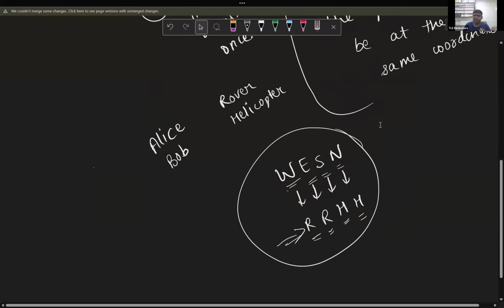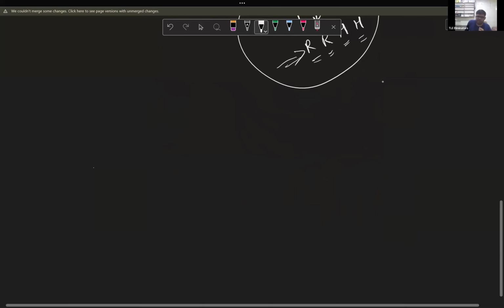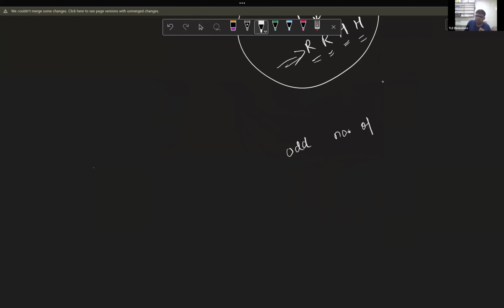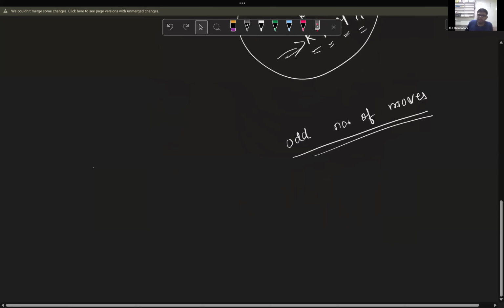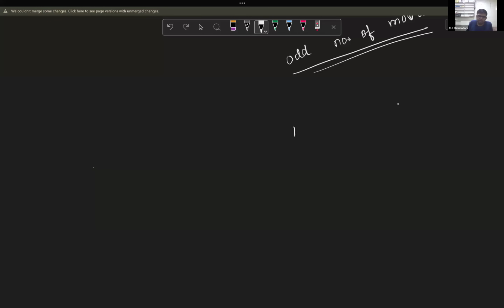The intuition which I had when I read this problem was, if there are an odd number of moves, then it is never possible to decide the moves for both the players and have both players end up at the same place. Let me take one example. Let's say you have north, south, north, north, north.